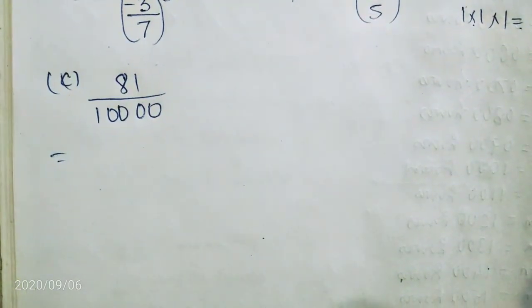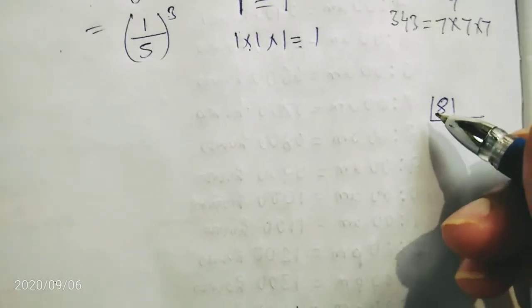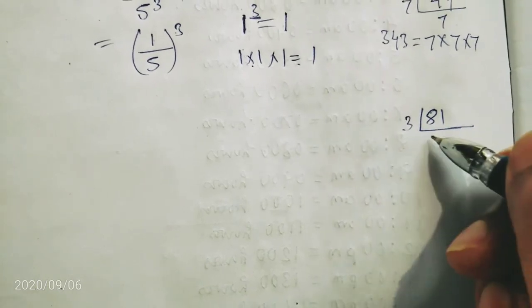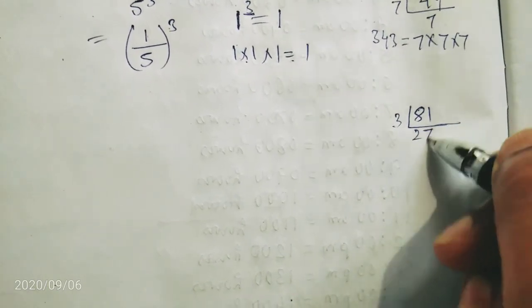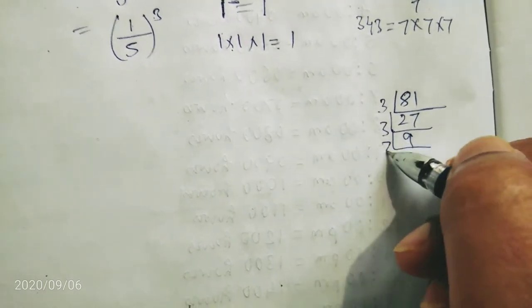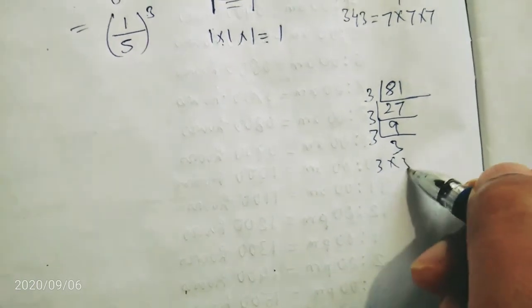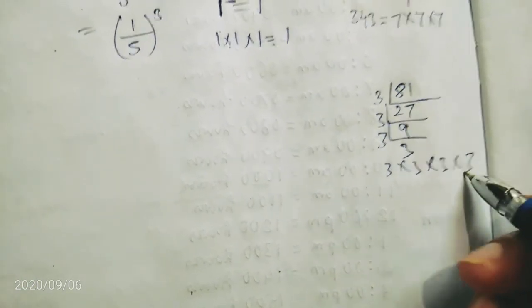Now C number is 81 by 10,000. So first of all factorize this 81. You will factorize 3, then 27, then 3 3 is 9, then 3. So 81 can be factorized as 3 into 3 into 3 into 3, 4 times 3.